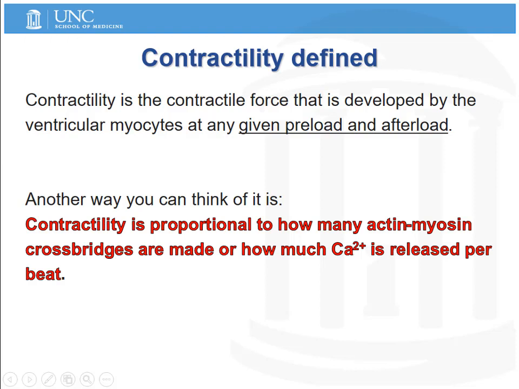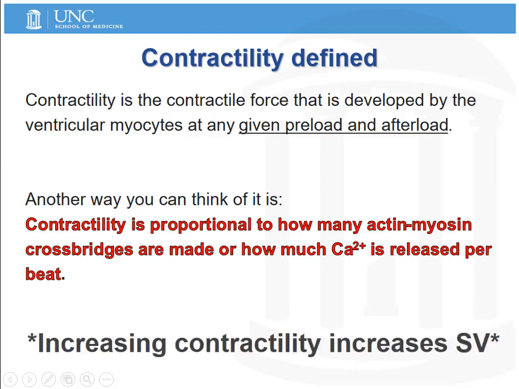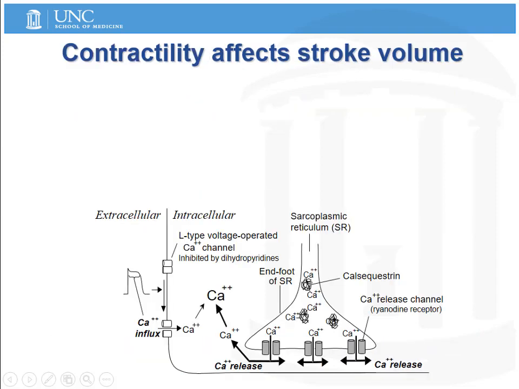So the preload aligns the actin-myosin filaments, but there has to be calcium present for cross bridges to actually form and cycle. And the amount of calcium present is related to the contractility. If you increase contractility or the intracellular calcium concentration, that allows more cross bridges to form and cycle, so the stroke volume also increases. The strength of contraction in a cardiac muscle cell is dependent upon that intracellular calcium concentration.